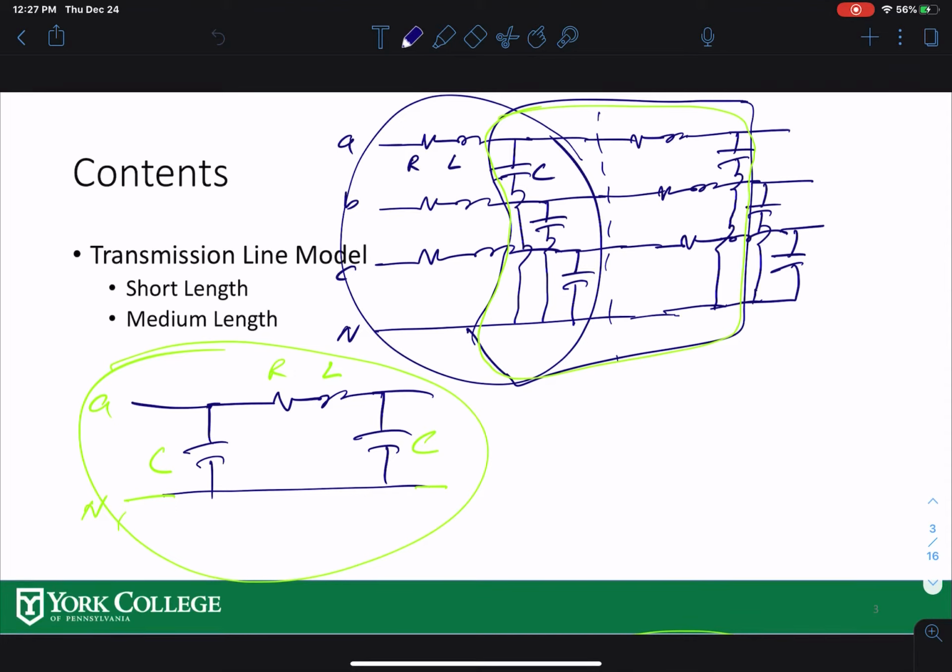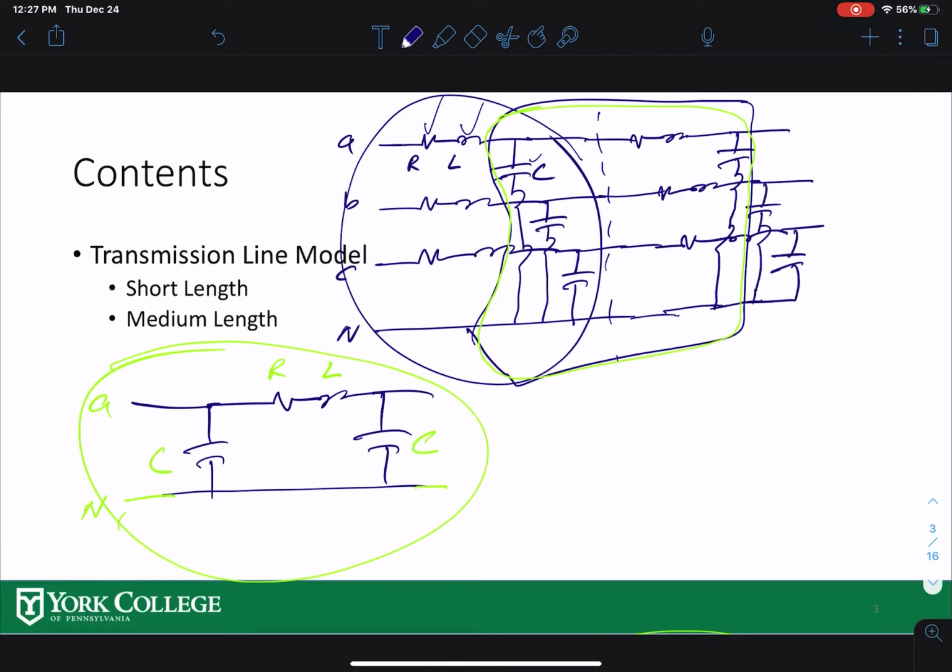So this is what I'm talking about here. You can see that we have three lines A, B, C, and neutral. We have R, we have L, we have C. The C is line to the neutral for each line. And this R, L, and C are per unit length, right? So to find a section of 10 miles, you have to multiply each of the parameters by 10 miles, and same with the capacitor, same with the inductor, right?